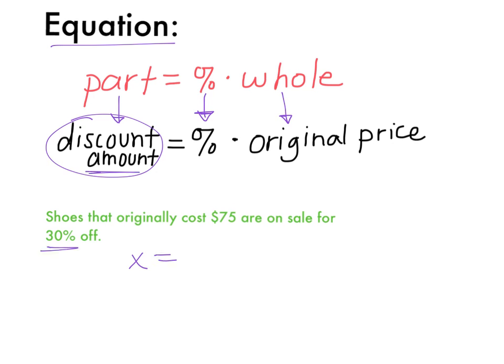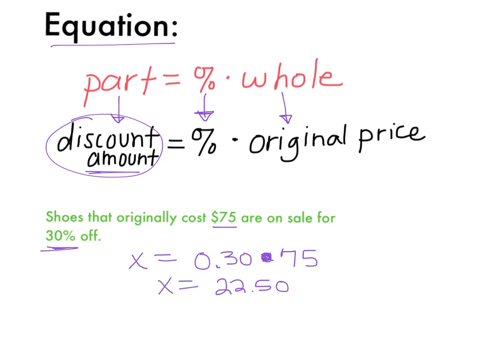Equals, I know I'm getting 30% off, so I'm going to change that to a decimal, 0.30, and then I can times it by the whole number. I'll put a dot there, times it by my original price, which is 75. So if I do that, I end up with $22.50.